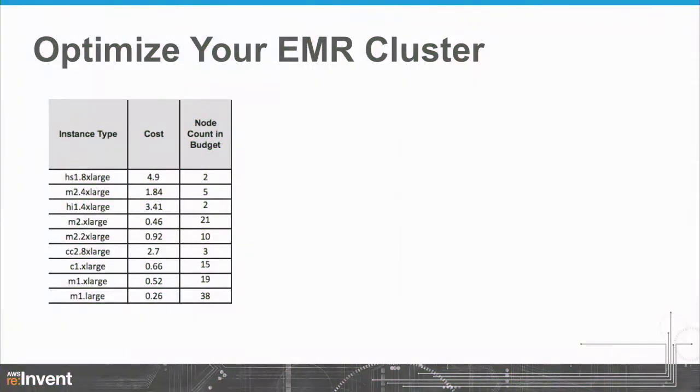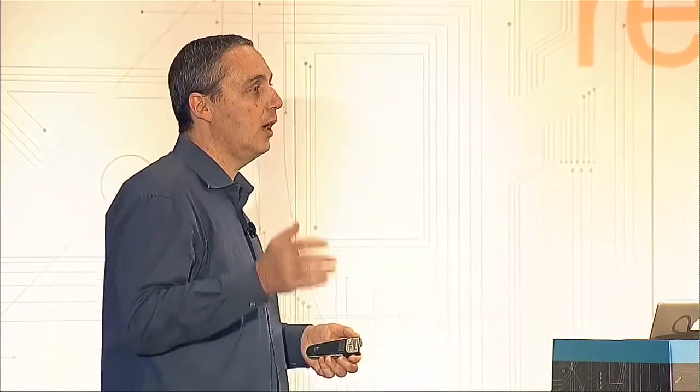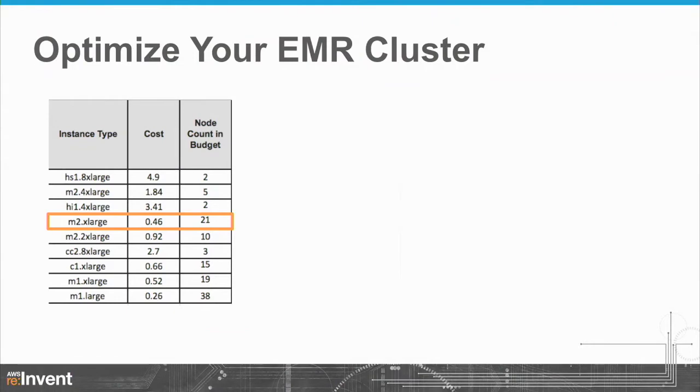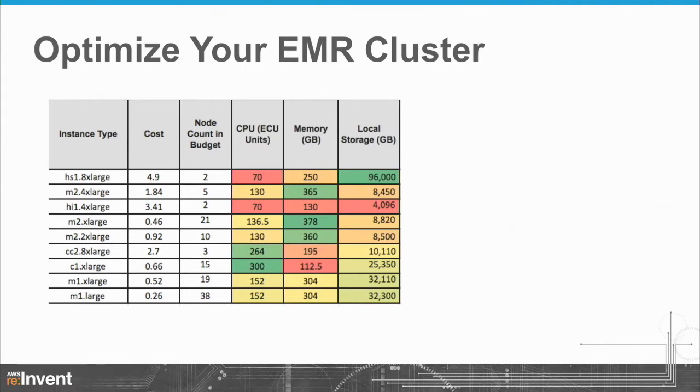Another thing that I think is important for you to know is that you should optimize your EMR cluster. And this is an exercise that one of my teammates did a few weeks back. What he did is he took a spreadsheet. He put all the instances that can run in EMR. He put the hourly price for each of the machines. And then he defined a budget. The budget was $10 an hour. How many machines can I have in $10 an hour? For example, if I choose M2 extra large, I can have 21 machines. So it's a different layout, bigger machine and fewer of them, or smaller machine and more of them. Then he calculated the accumulated CPU, memory, and storage that he can get from each one of those layers.